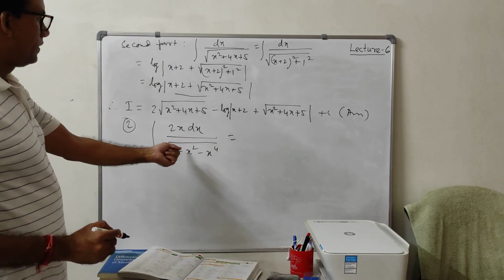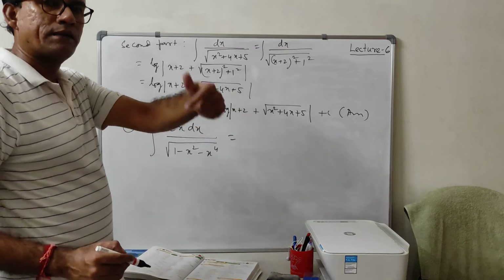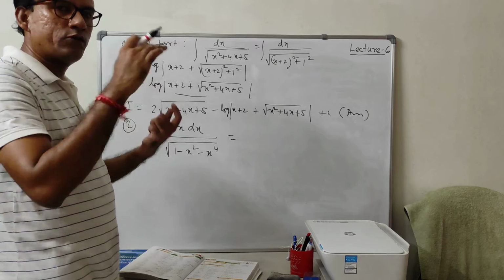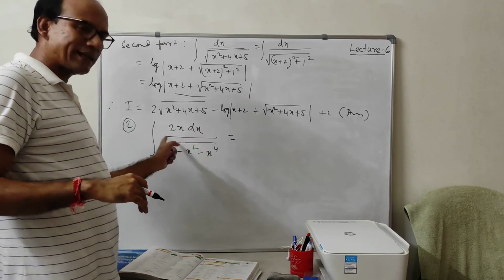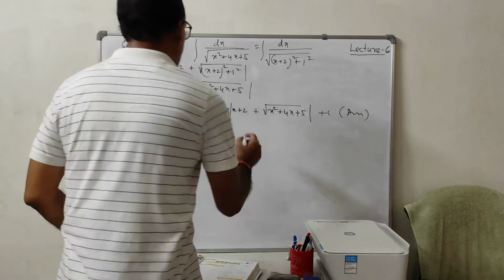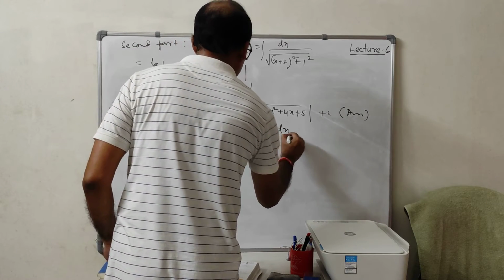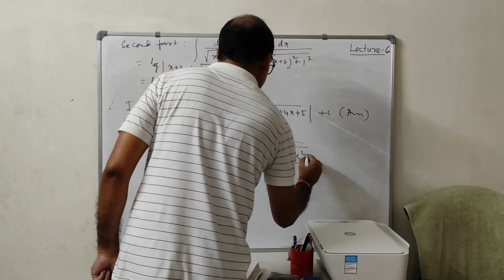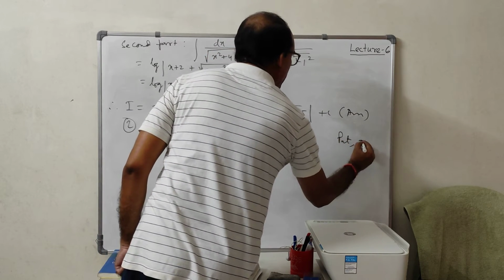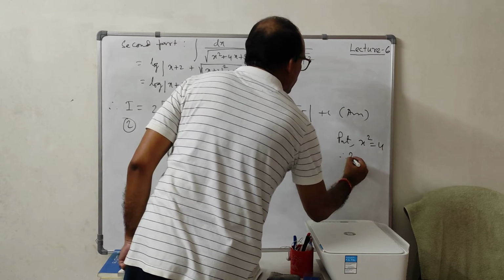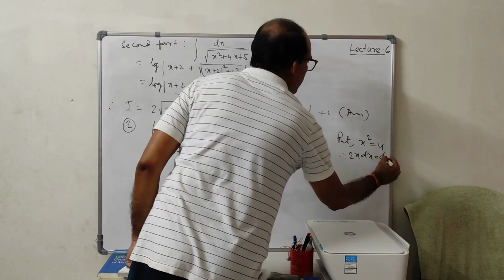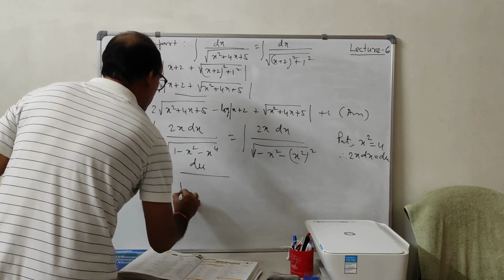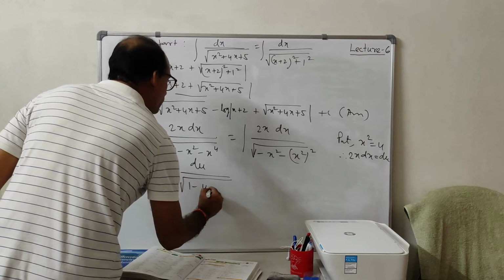See, first thing you see, if you take x square as some new variable u or z or v and take differentials on both sides, you will get 2x dx on the left hand side. What is exactly in the numerator in this integral? So first, 2x dx over root over of 1 minus x square whole square, and put x square equals to u, then 2x dx will be du, and this will be du over root over of 1 minus u square.